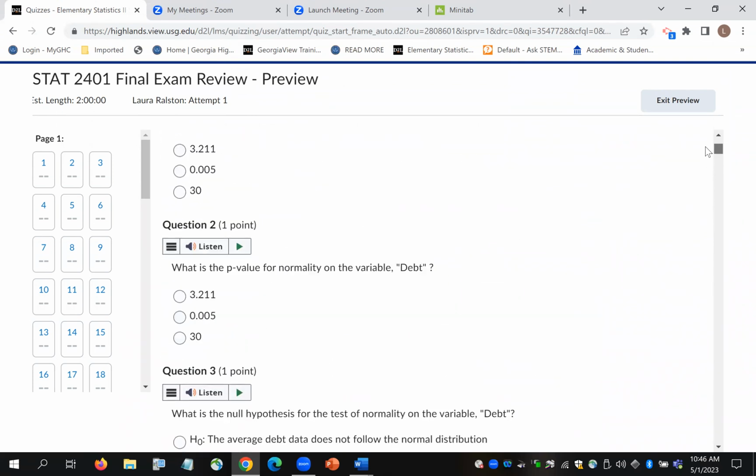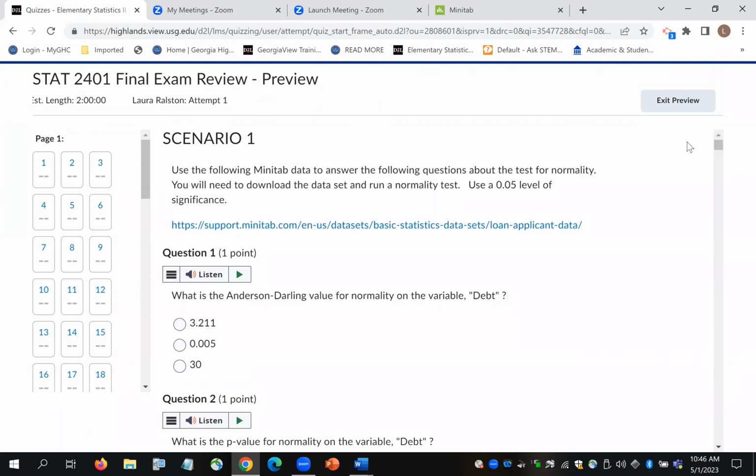Okay. So the questions are formatted the same way that you'll see them on the exam. They're in, I believe, the same order that you'll see them on the exam. They're worded the same way, but it will not be the same numbers, if you will.